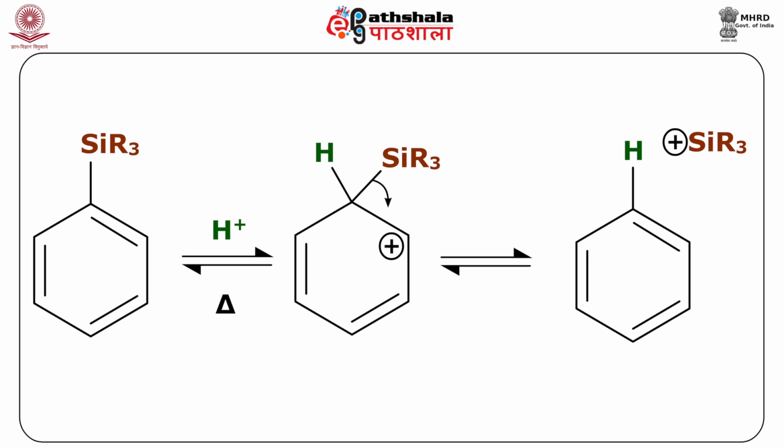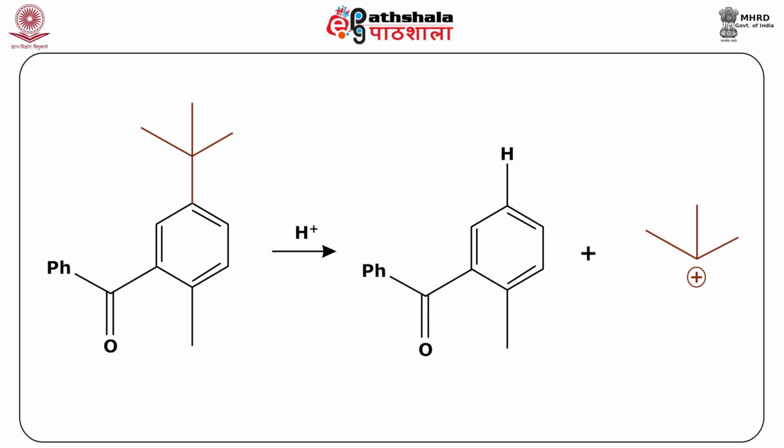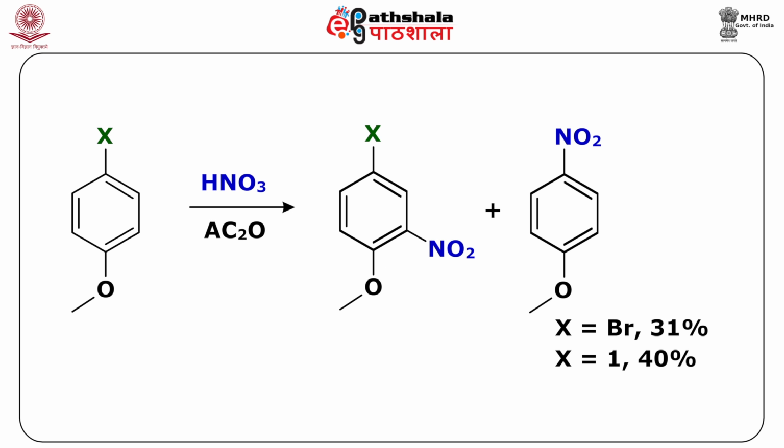Now you can see here in case of silanes how it is a good leaving group and how it leads to the formation of benzene again. Similarly, in the second example, you can see the formation of the tertiary carbocation, which is very stable. So it forms a very good leaving group, and the resulting product formed is benzophenone. The third example, students, is the X group, which is the ether group, where the X leaves, and then you can see only the nitro group is incoming.